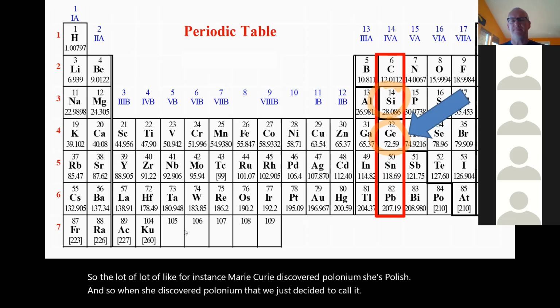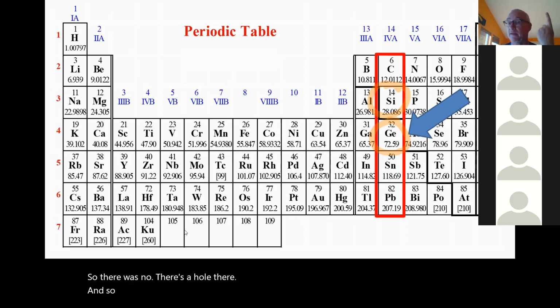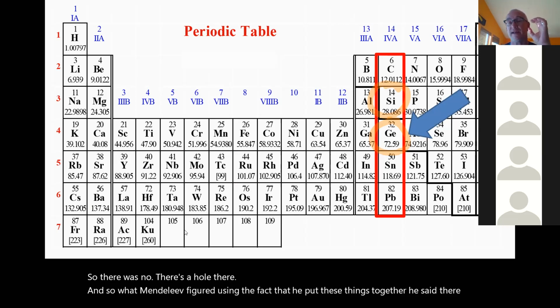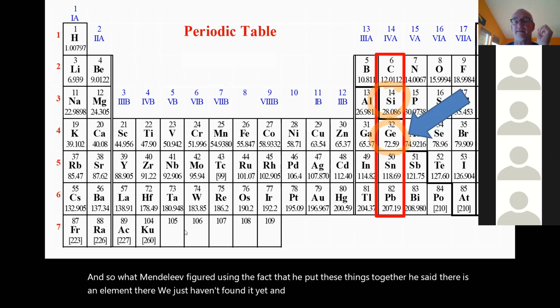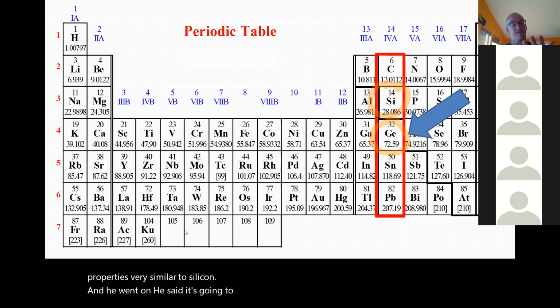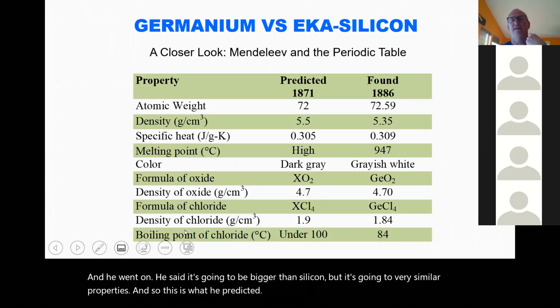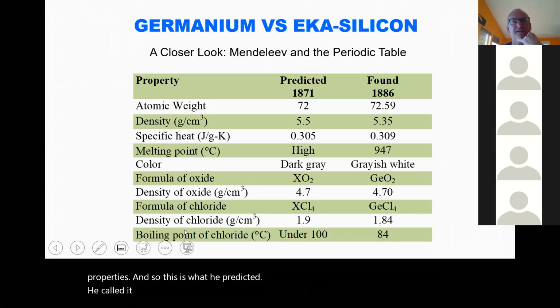So there's a hole there, and what Mendeleev figured, using the fact that he put these things together, he said there is an element there. We just haven't found it yet. And it's going to have properties very similar to silicon. And he went on, he said it's going to be bigger than silicon, but it's going to have very similar properties. And so this is what he predicted. He called it eka silicon. Eka, I think, means bigger or next.